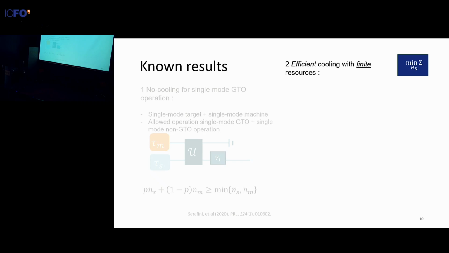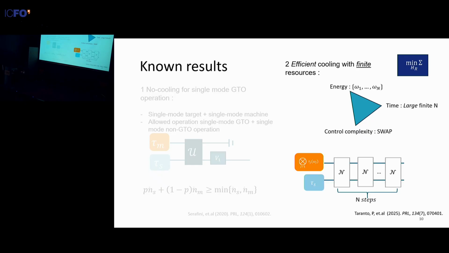Now let's get to the second part, which is the finite resource. I quantify finite resource through energy, control complexity, and time. So you look at the cooling protocols in terms of a circuit. By energy, I mean the gap of the machine or ancillary used in the system. Control complexity means how complicated your gates are. Do you use non-linearities? And time refers to how many steps of collision you need to cool down the system.